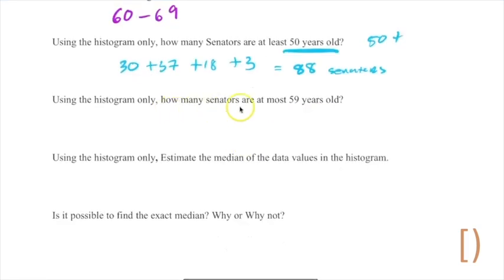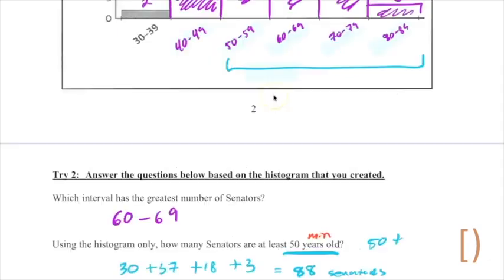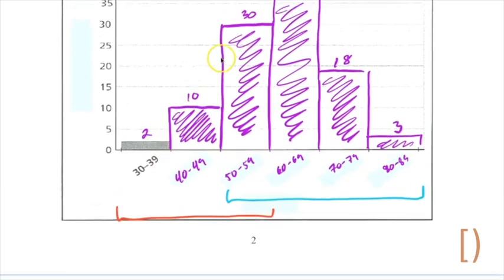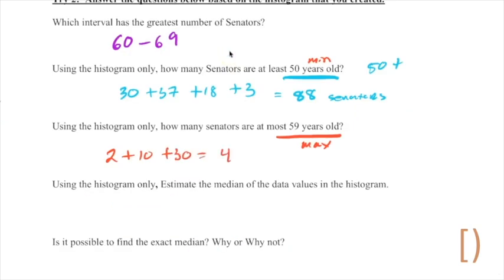Using the histogram only, how many senators are at most 59 years old? At most is opposite. If I want at most 3 cookies, 3 is my max. In this case, this is a min. 59 is my max. I don't want to go past 59. So it's going to be from here to here. So these guys. So 2 plus 10 plus 30. So that's going to be 42.